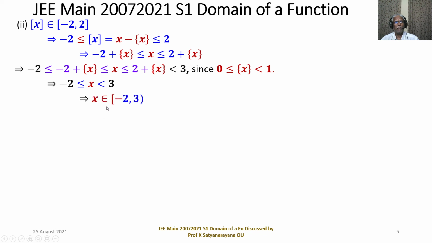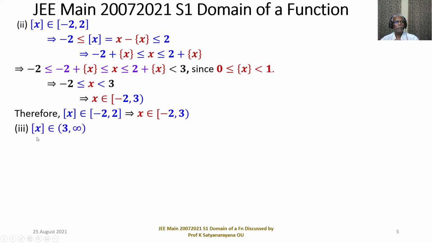This implies x belongs to the semi-closed interval [-2, 3), closed at the -2 end. So [x] belongs to [-2, 2] implies x belongs to [-2, 3), closed at the -2 end. Take the third case: [x] belongs to (3, ∞). This implies [x] > 3.